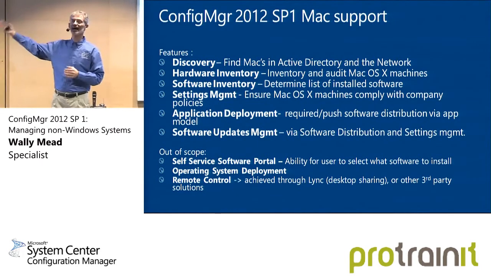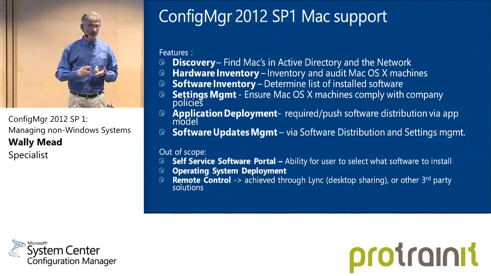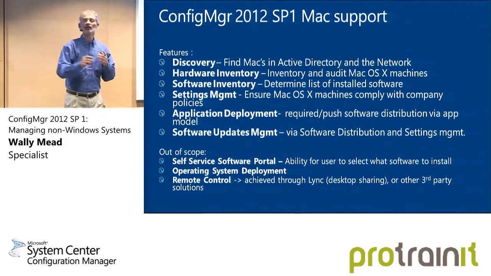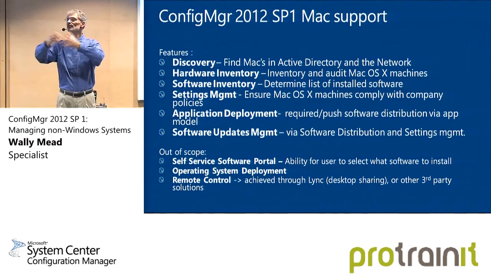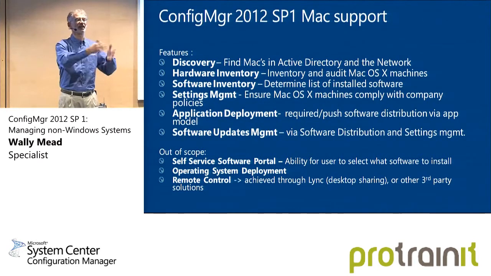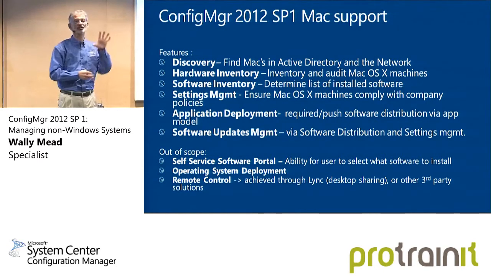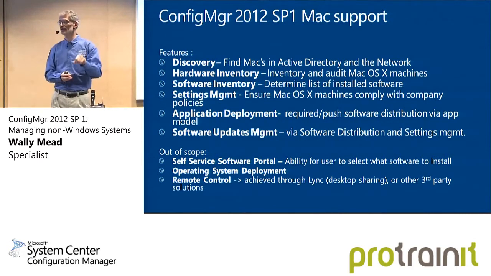Out of scope, which means not included in Service Pack 1, is a self-service portal and an application catalog for Safari that lets end users go there and browse for software and pull it. So no optional software distributions. It's required or forced push-based software distribution in Service Pack 1.